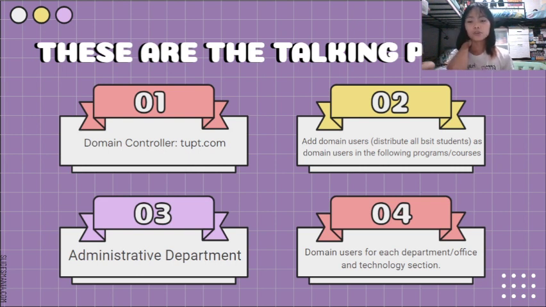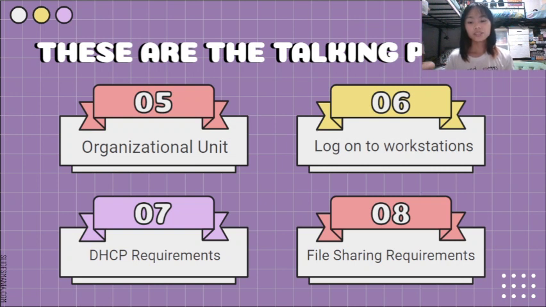Number one is a domain controller named tupt.com. Then adding domain users and distributing all the BSIT students as domain users in the following programs or courses. Then the administrative department. Again, like we do for programs or courses, we need to do the same in the administrative department. Then each department, office and technology has a section of domain users. The next one is the organizational unit folders. We need to add them and log on to workstations.